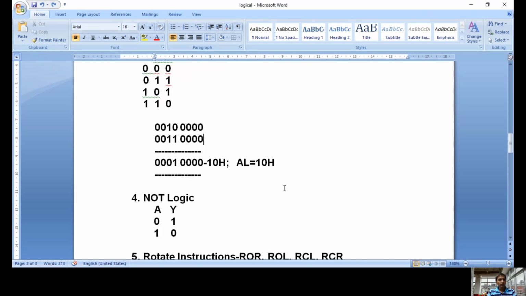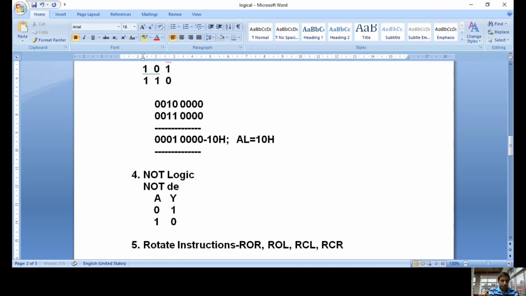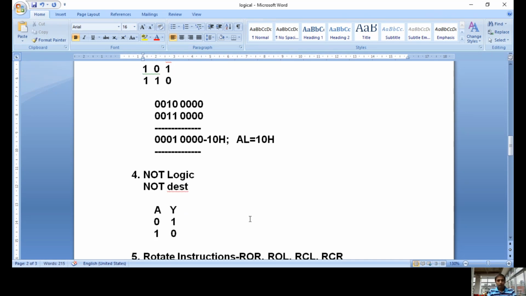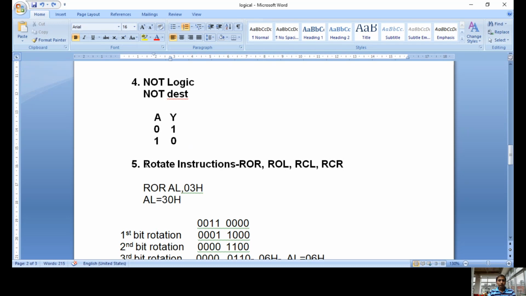In this particular case, if you perform the NOT operation, now zeros become 1. So the syntax is simply NOT destination, so register or memory location. The destination content becomes complementary. Ones become zeros and similarly zeros become ones. So for example, if input is 0, then output is 1. If input is 1, then output is 0. Like that.